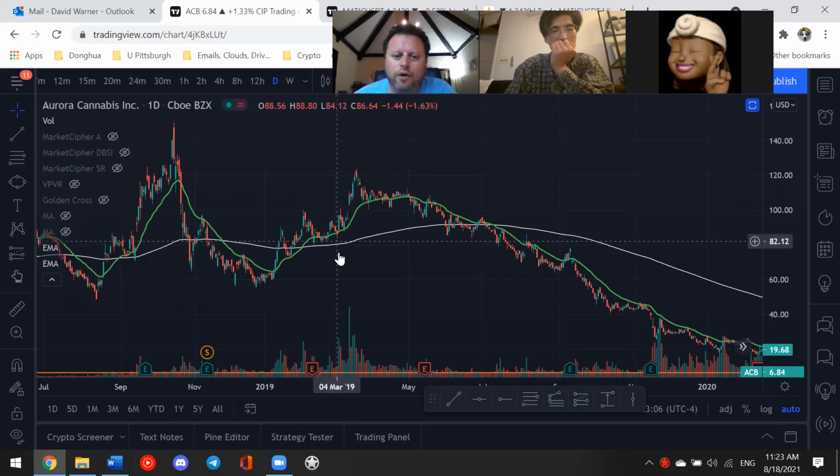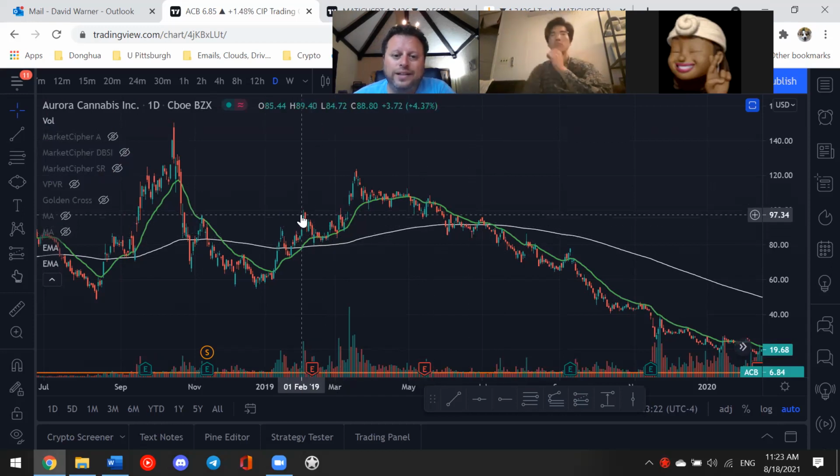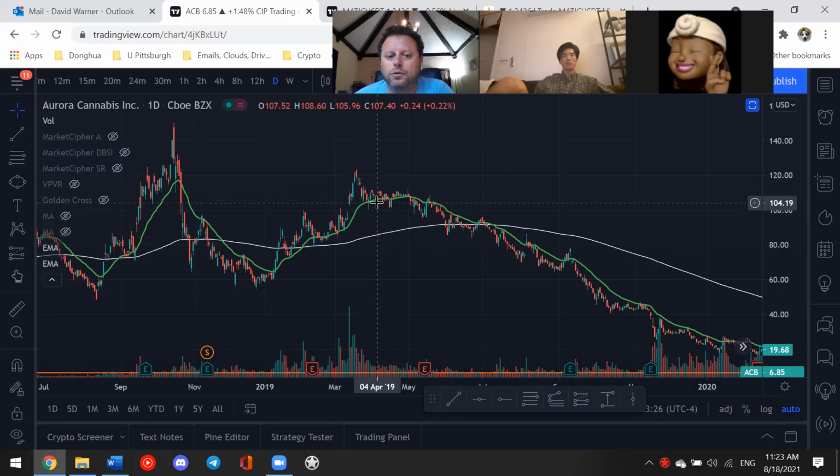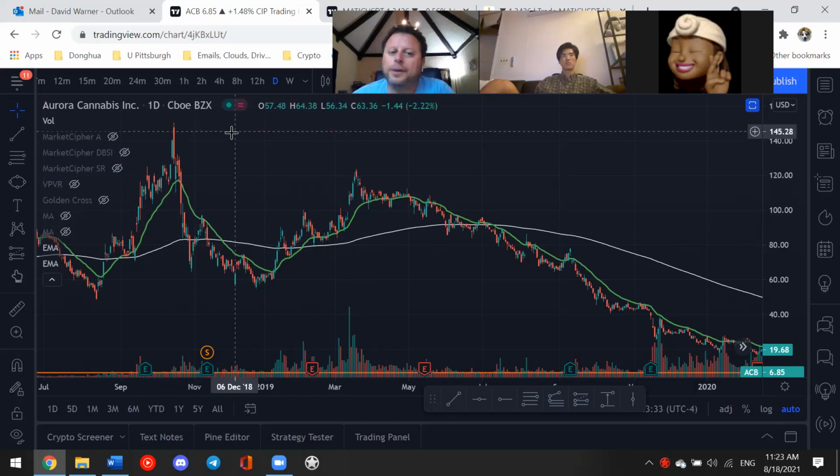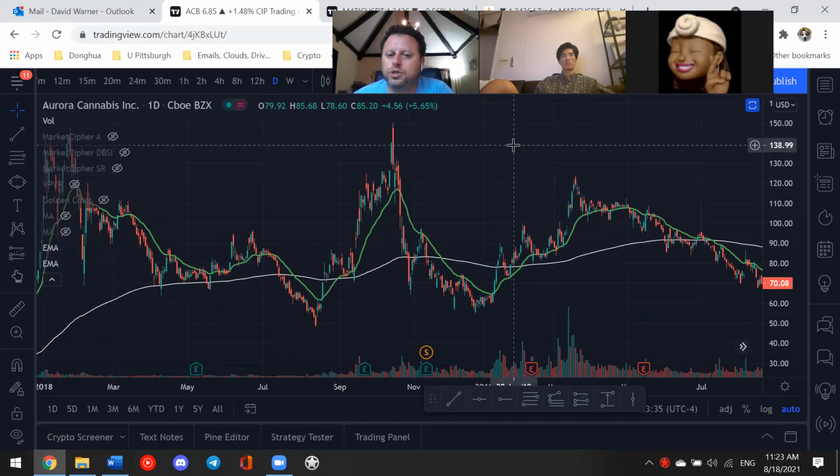So the white line is the 200 EMA. When price is above this, generally price is in an uptrend. When price is below this, price is generally in a downtrend. When price is above the 21 EMA, I expect it to drop back down, because I expect it to stay close.